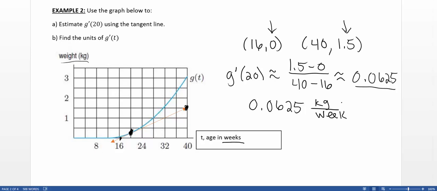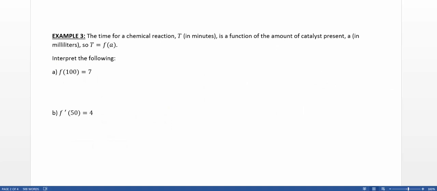So whatever this is, it's increasing by 0.0625 kilograms for every additional week that we go on. So if we went from 20 to 21 weeks, we would expect that whatever this is would gain 0.0625 kilograms. Because again, this is the idea that we're increasing the independent variable by 1 unit. So going from 20 to 21 will increase the dependent value, kilograms, by 0.0625.